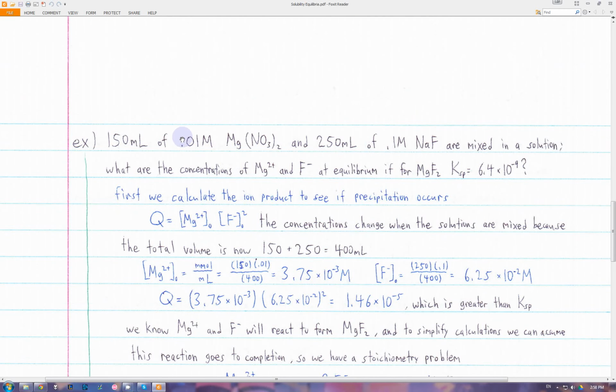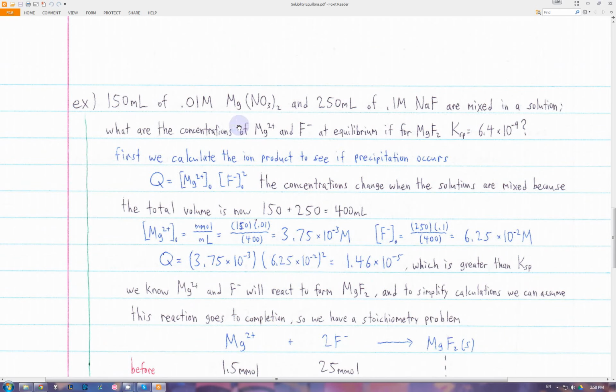So here we have a situation in which we have 150 milliliters of 0.01 molar magnesium nitrate and 250 milliliters of 0.1 molar sodium fluoride, and they're mixed together in a solution.